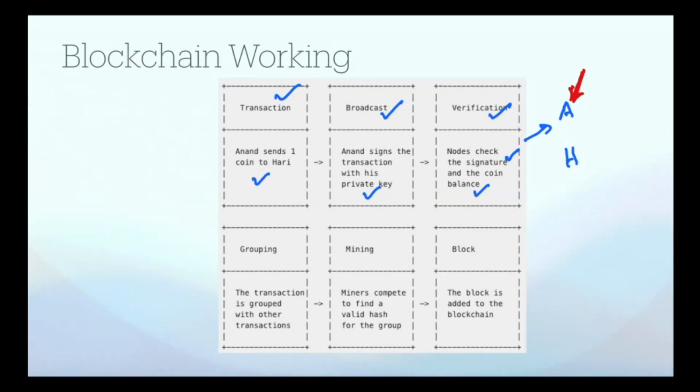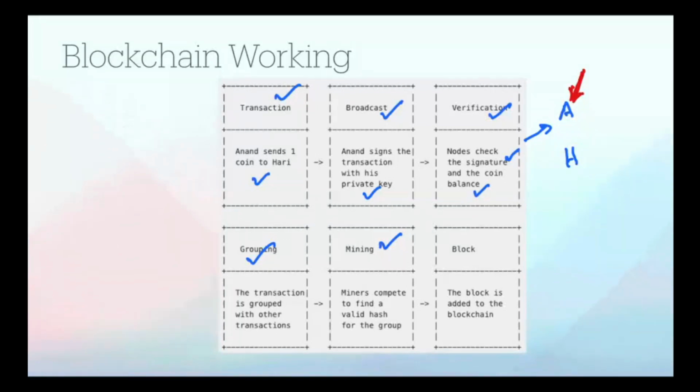Now the transaction is grouped with other transactions. Once the coin balance and the signature are verified, the transaction is grouped with the other transactions. So the next concept is grouping. Then the miners compete to find a valid hash for the group. Since the transactions are added to the group, there are people called miners who create a valid hash for the group. They compute various algorithms to find the hash, and that hash is given as the name of the group. That is called mining.